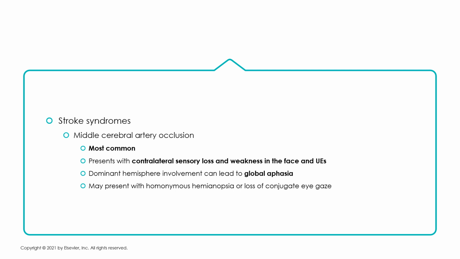So homonymous hemianopsia is loss of half of the visual field from each eye. So it's not that they lose vision from their right eye, it's that the right half of their visual field in each eye has lost vision, or the left half of their visual field in each eye has lost vision. And so that can lead to things like neglect, where they don't notice half of their world. And conjugate eye gaze is the ability to focus on things.